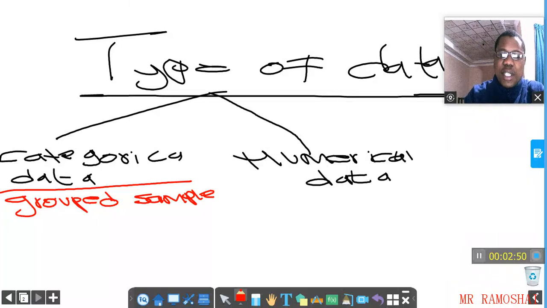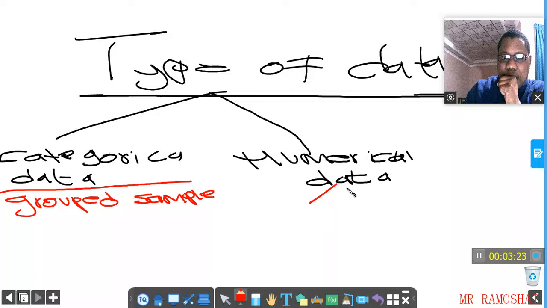Let me give an example. We can be given data about flowers, right? So when they give us those flowers, they say red flowers are 4, white flowers are so many, yellow flowers are so many. It means the data that is given is categorical. Those flowers have been grouped, so our sample is being grouped. So we call that data categorical because the sample is being grouped.